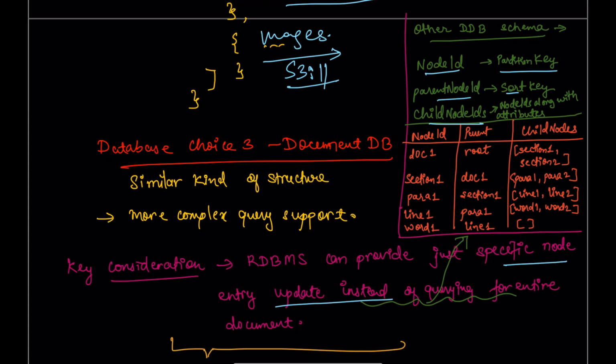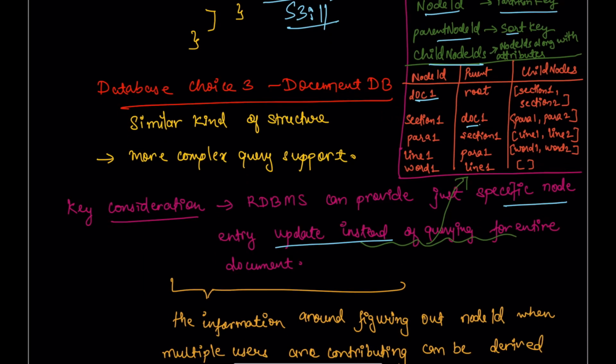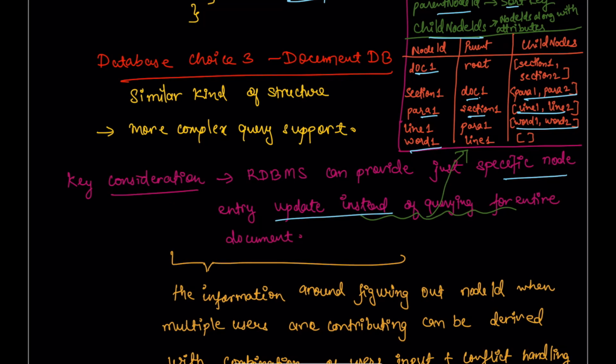Let's take this example. Your doc1 is basically a root node which has multiple sections, and then each section can have multiple paragraphs. This is your parent node, and these are your child nodes, para1, para2. For para1 you have the parent node as section, then it has child nodes line 1 and line 2. For line 1 you have child nodes word 1 and word 2. Similarly, word 1 has no child nodes because it's the leaf node. So this is one structure to go about it.